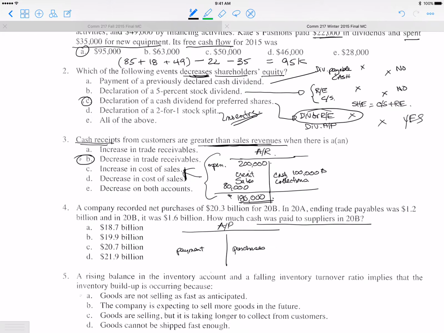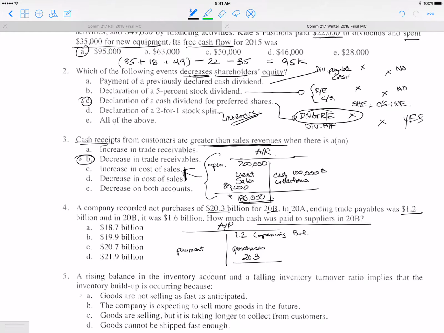Okay, so the company recorded net purchases of 20.3 billion. Let's put that here, 20.3. In 20A, the ending trade payables was 1.2 billion. That means the opening balance for 20B was 1.2 billion. And in 20B, it was 1.6 billion.